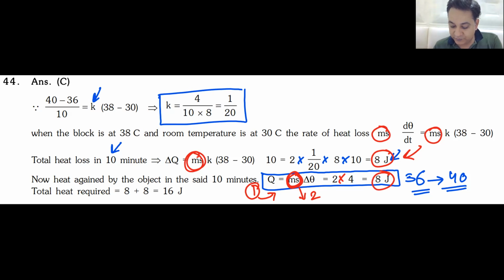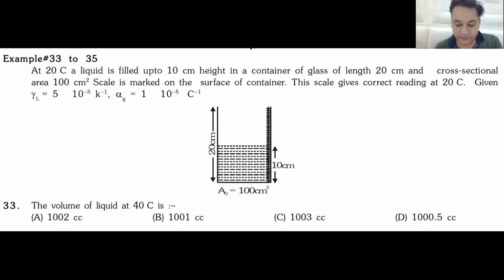Let us now move on to a more interesting problem, which is this one. At 20 degrees Celsius, a liquid is filled up to a height of 10 centimeters in a container of glass of length 20 centimeters and cross-sectional area 100 centimeters square. Scale is marked on the surface of the container, as you can see. This scale gives correct reading at 20 degrees Celsius.